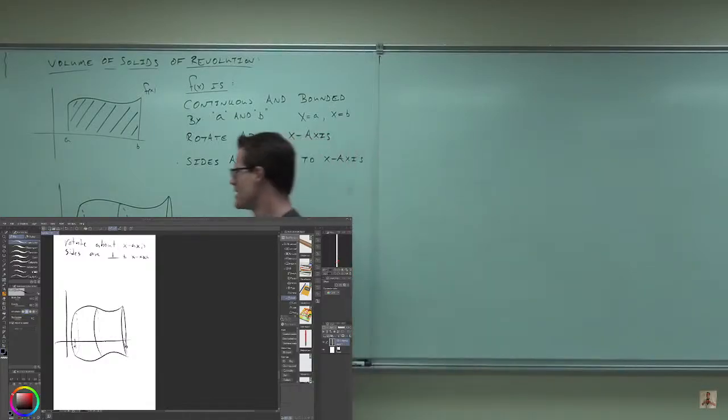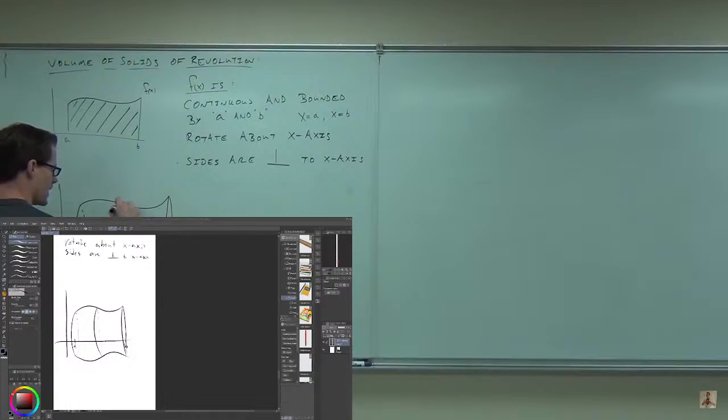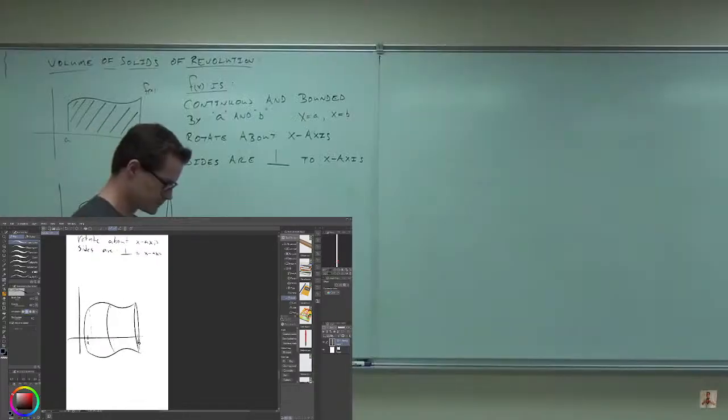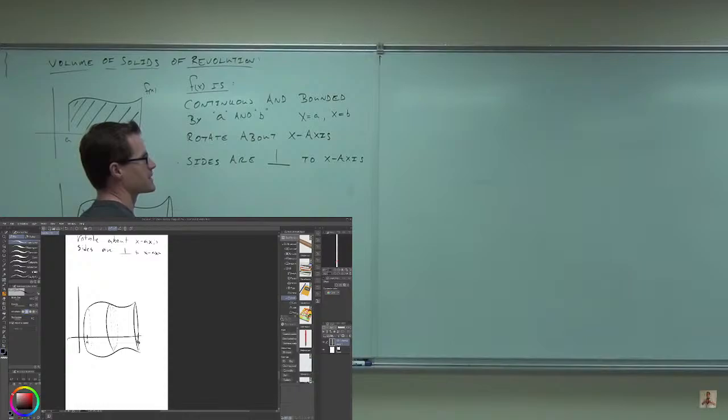So every one of these, if I look at the slice, it's going to have a distance. What do we call that distance? If this is my shape, what do we call that? Say what? Radius, that's right. Now, what we're going to do is we're going to find the volume by slicing.